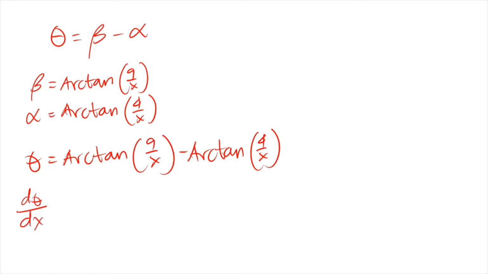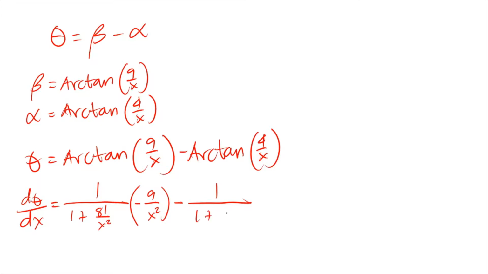So d theta dx equals, derivative of arctangent is in the form 1 over 1 plus u squared, where u for this first term is 9 over x. So u squared is 81 over x squared. And then derivative of 9 over x with respect to x is negative 9 over x squared. Okay, minus, so the same general formula for arctangent, 1 over 1 plus u squared. This time u is 4 over x. So we have 16 over x squared times the derivative of 4 over x with respect to x. That would be negative 4 over x squared. Okay.